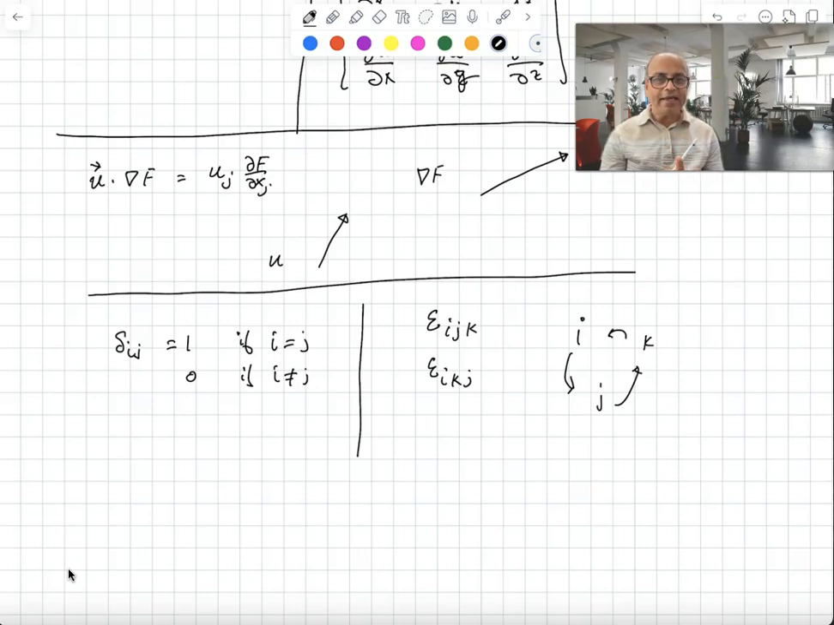If epsilon ijk is plus, then if you change the order of the indices, it will be minus. When I use epsilon notation, the order is fixed: i for 1, 2, 3, j for 1, 2, 3, k for 1, 2, 3. Okay, so that is the sign. Now the value is 1, and if you change the order of the indices it is -1.